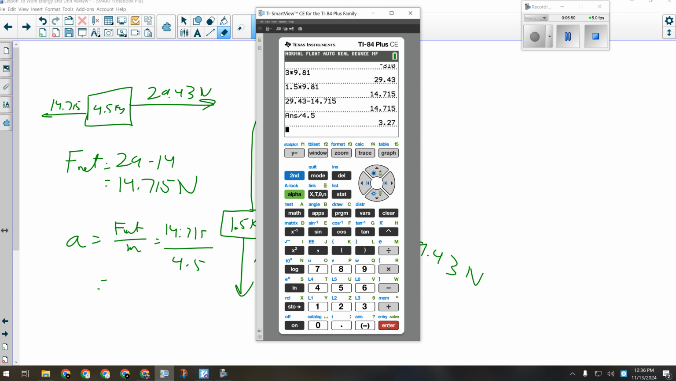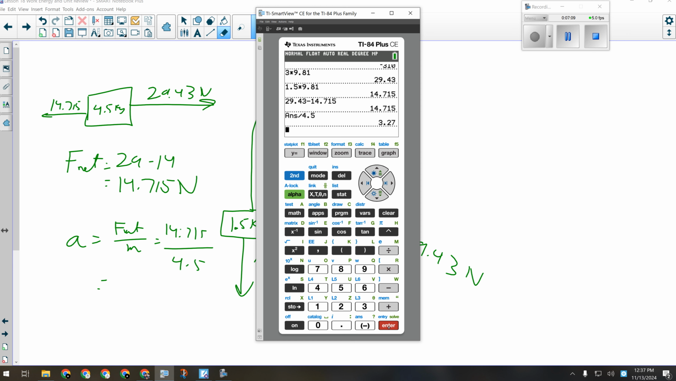So the acceleration of the system is going to be 3.3 meters per second. But it asked me for the 3 kilogram mass. So it's 3.3 meters per second squared down. I have to give a direction because it asked about a specific part of the system.